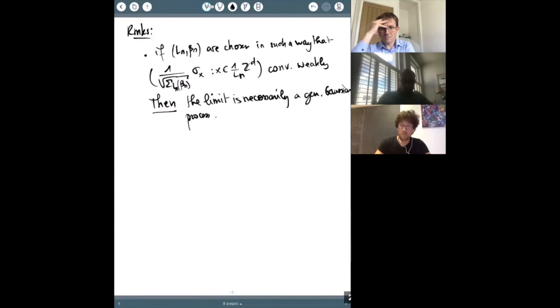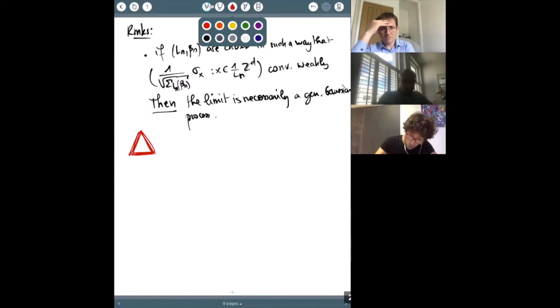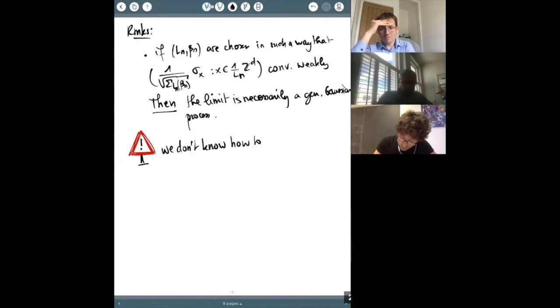But again, and I want to be really clear because I don't want to overextend, we don't know how to identify the covariance matrix of this process. I'm going to get back to that in a minute when we discuss another interpretation of the results. There are known results, but not for the Ising model. So it's a very interesting question to identify it, but just to highlight the fact that this is a non-trivial question.